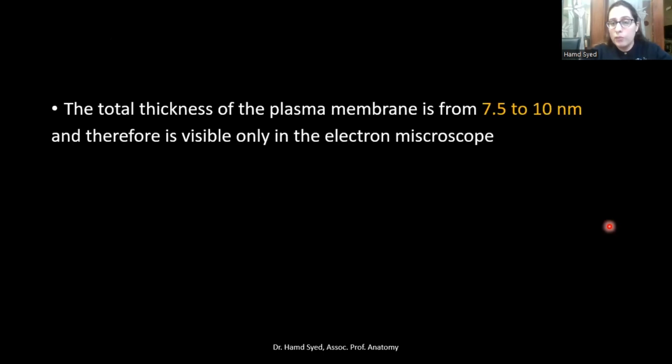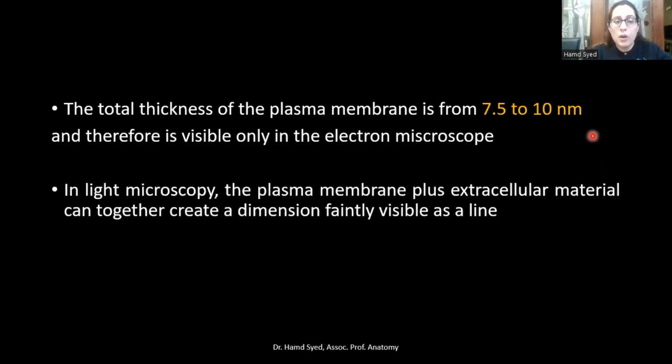The total thickness of the plasma membrane is 7.5 to 10 nanometers. Since the unit is in nanometers, as I told you, the resolving power of the electron microscope is about 1 to 3 nanometers. So it is the electron microscope which will help us visualize the plasma membrane. Although in light microscopy, the plasma membrane can be recognized as a faint line with the help of the extracellular material which is present on the adjacent surface of the plasma membrane.